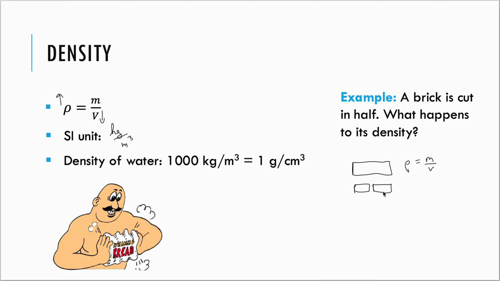And if you look at the density of one of the pieces of the brick, the piece is going to have half the mass, but it's also going to have half of the volume. So the factors of 1/2 cancel out. Each piece of brick still has the same density as before. So make sure to look and see what variable is changing, mass or volume or both, to see how the density of an object is affected.